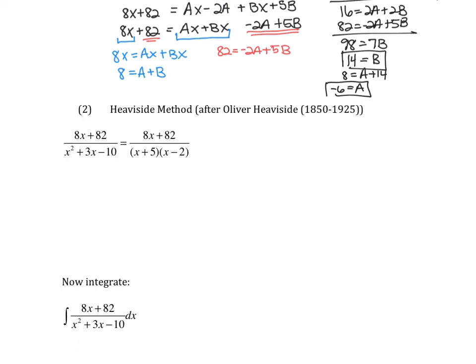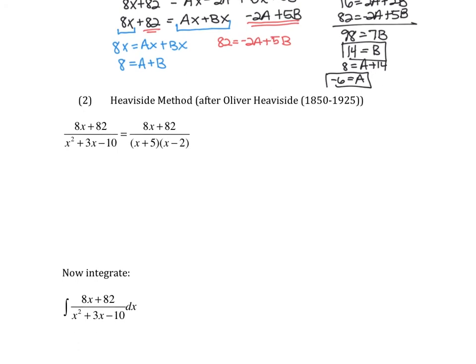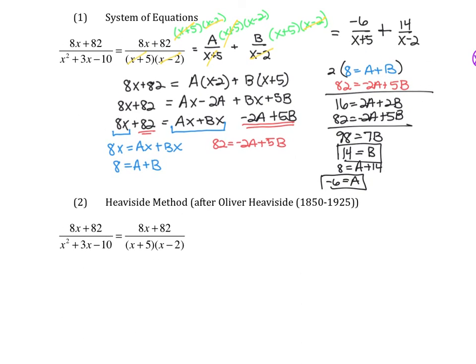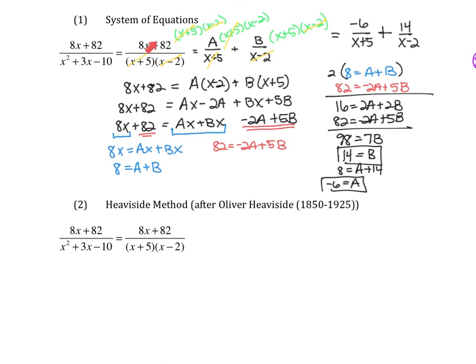Now let's look at that second method, the Heaviside method. And really the Heaviside method, named after Oliver Heaviside, is just a shortcut for our systems of equations. So when we begin this method, we are going to go back here. Remember in this step, this system of equations, we factored, and then we multiplied everything by that common denominator. And then we got this expression that was 8x plus 82 equals a times x minus 2 plus b times x plus 5. We feel good about this step, correct? That is where we're going to start the Heaviside method.